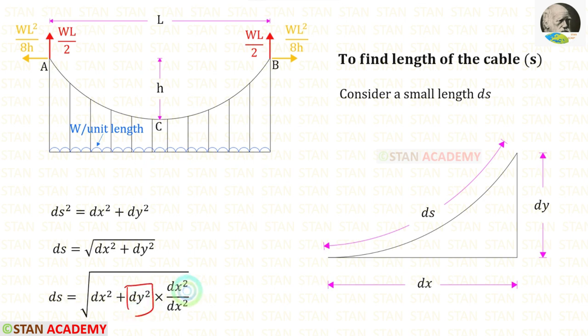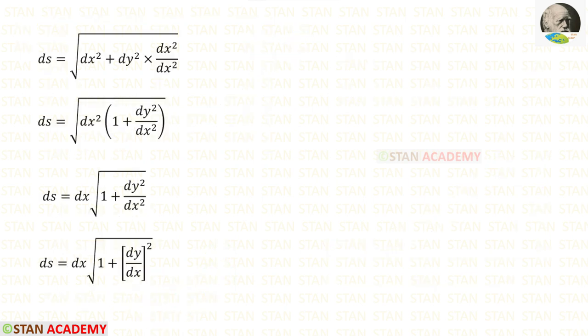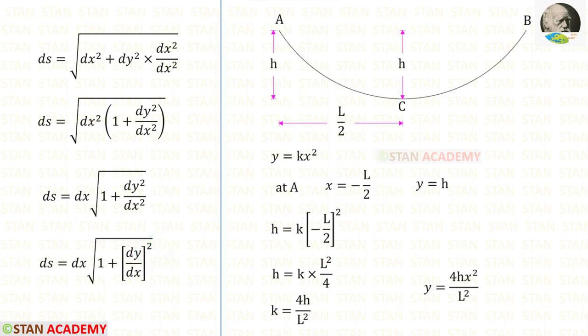With dy square, let us multiply dx square upon dx square. There will be no change because dx square upon dx square is 1. From these two, let us take dx square outside and then take it out of the root, it will be dx. In these two terms, let us take the square outside. In the cable, let us take the left side part AC. Let us keep C as the origin. So here X will be 0 and Y will be 0. We know that the horizontal distance from C to A is L upon 2. Now let us use the parabola equation.